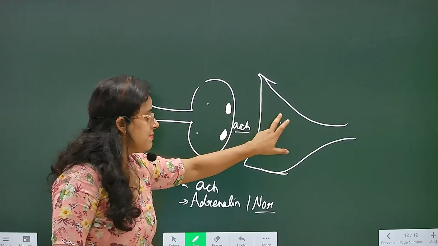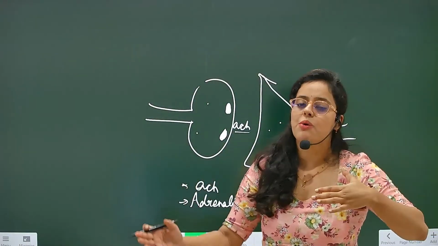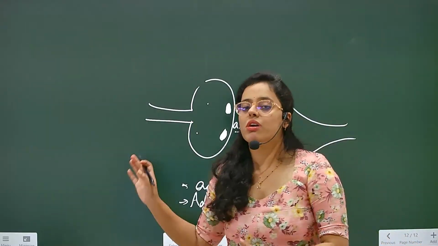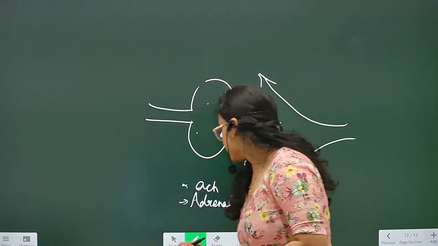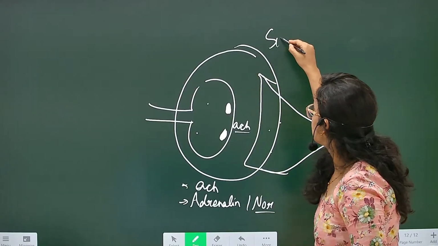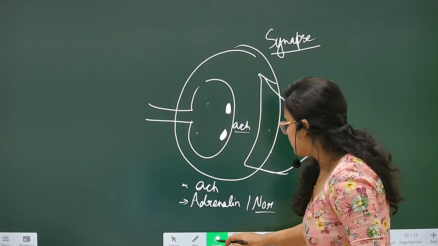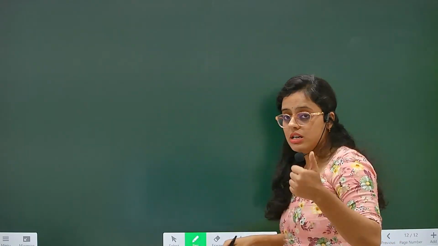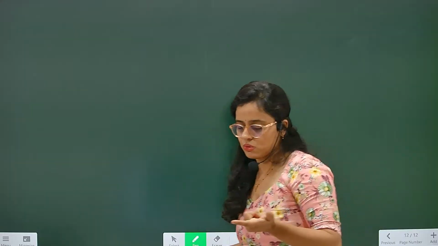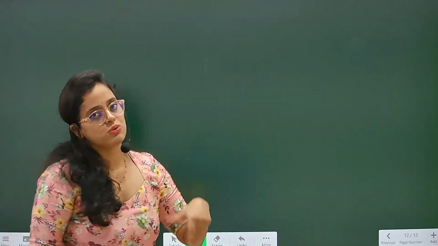Then again this impulse is carried by another nerve to the brain. This is how the neural connection is present. This is what we call the peripheral nervous system. So this junction between axon and dendrite is called a synapse. Okay, the synapse complex is also formed between a nerve ending and a muscle also. Nerve to nerve junction is a synapse, and nerve to muscle junction is also a synapse.